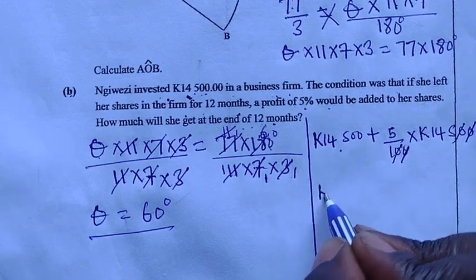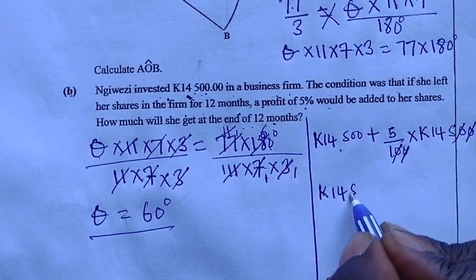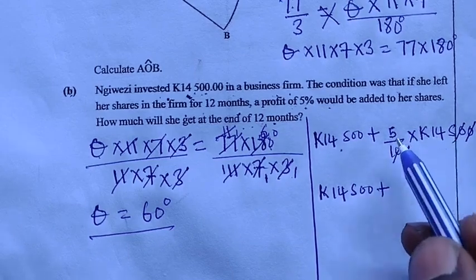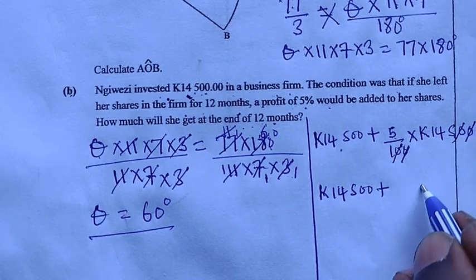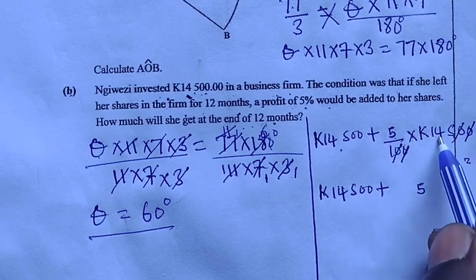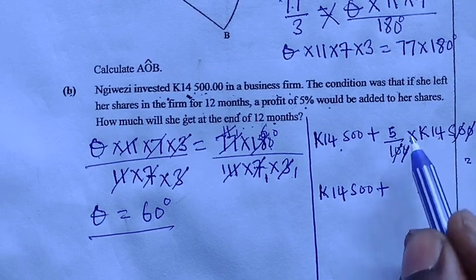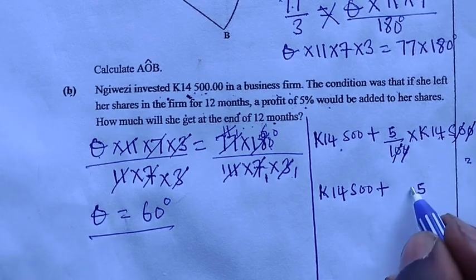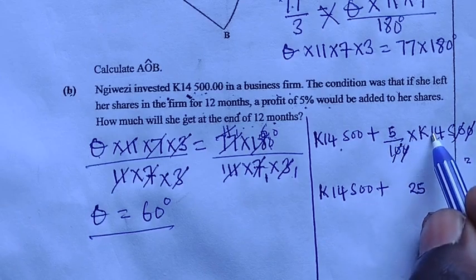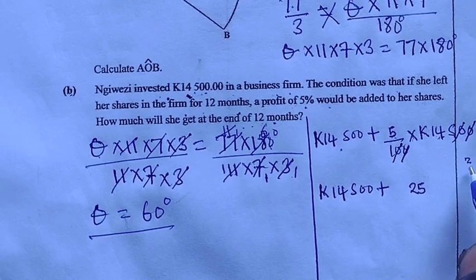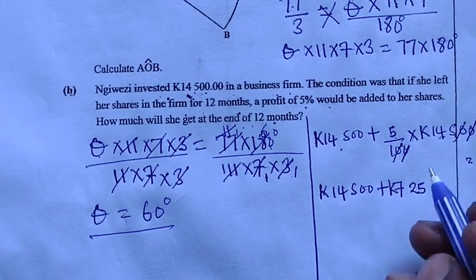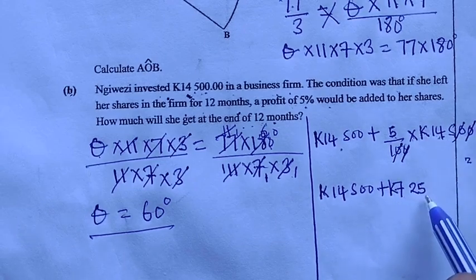Okay, so we remain with 14,500 plus, so 5 times 145. 5 times 5 is 25. We get a 5, you carry a 2. 5 times 4 is 20, plus 2 is 22. Write a 2, you carry a 2. 5 times 1 is a 5, plus a 2, you're going to have a 7. So the 5% of this amount is 725 kwacha.